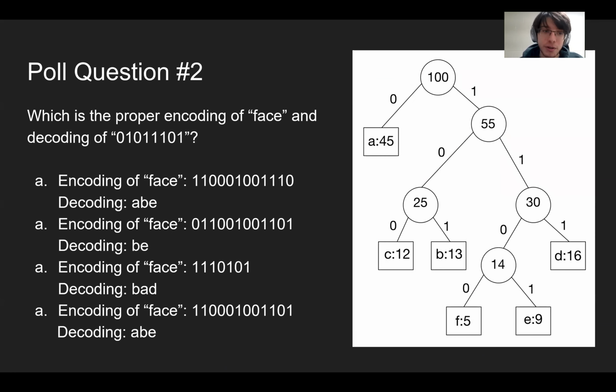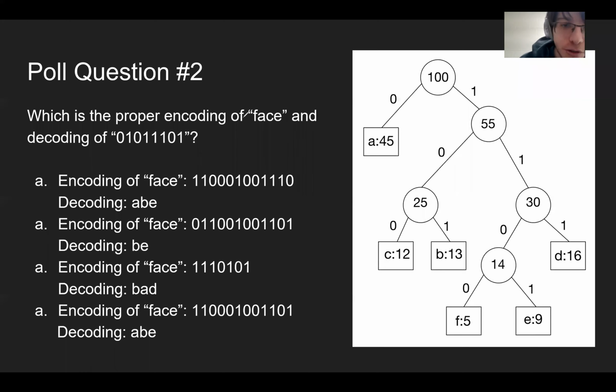So we have a poll question here. Maybe we haven't gone over this particular kind of question yet, but hopefully you can see how to solve this. And if not, let's go over it. What's the proper encoding of face and decoding of this monstrosity here? Okay, you can try to pause.